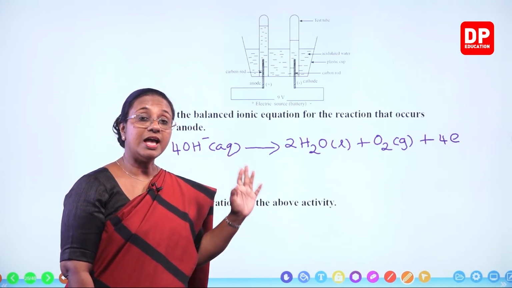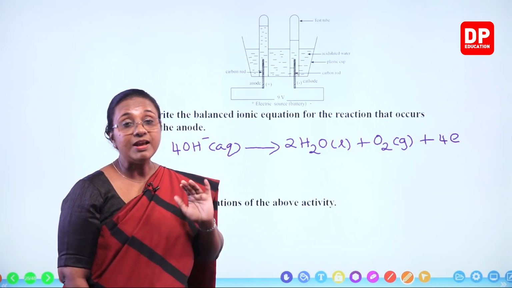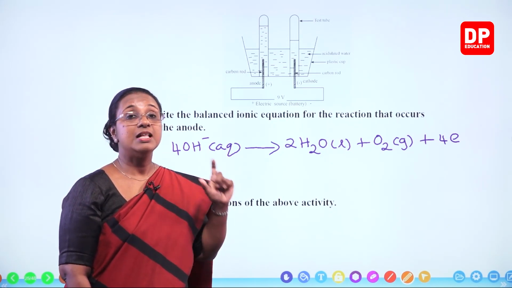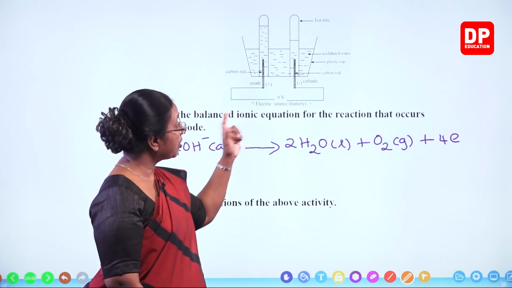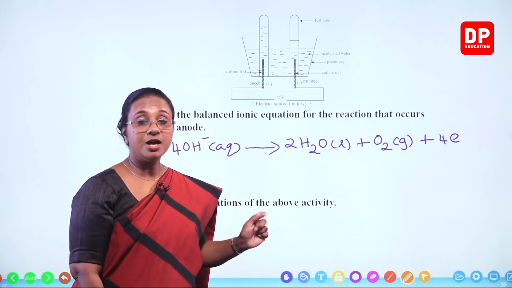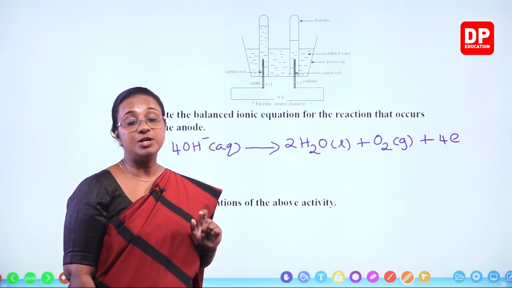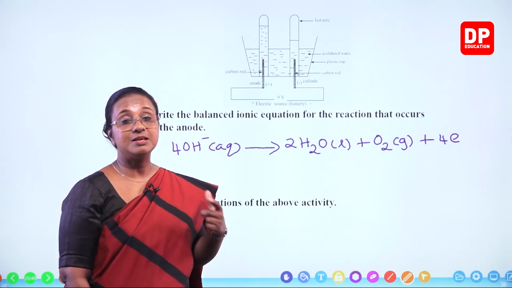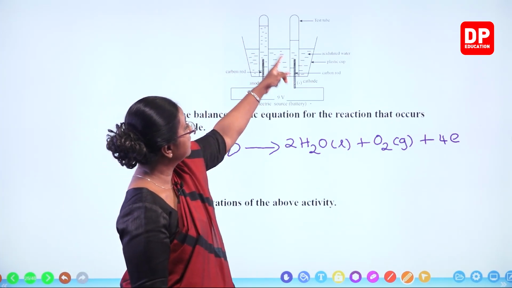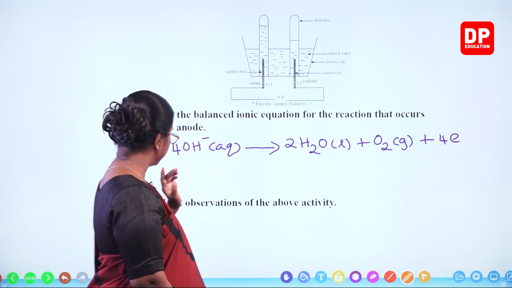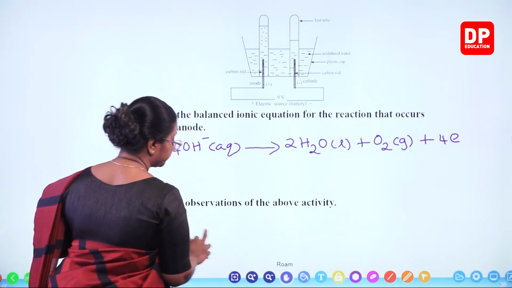So, as a result, when the gases are liberated, there will be 1 volume of oxygen liberated at the positive electrode, that is the anode, while there will be 2 volumes of hydrogen gas liberated at the negative cathode. That is what you can see there. So, that is also an observation.